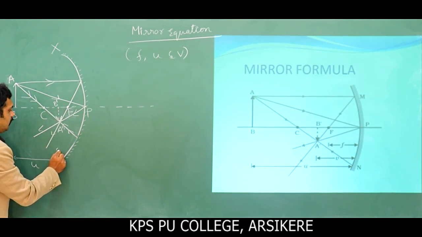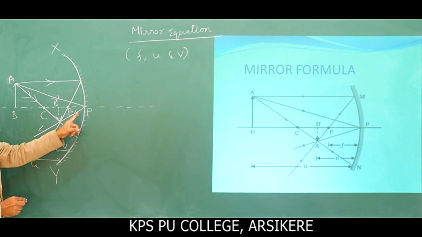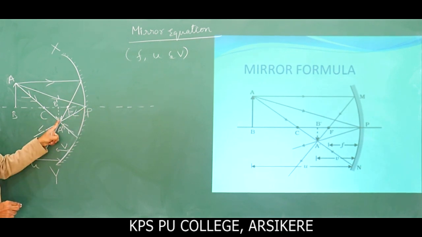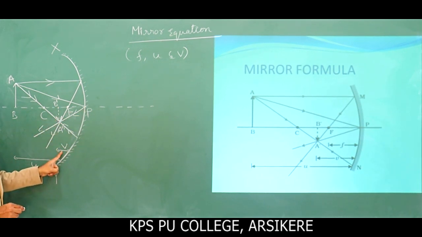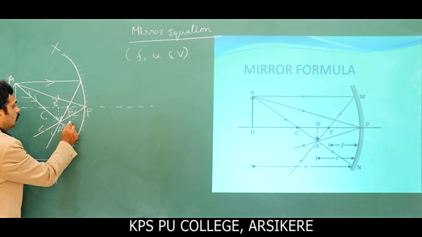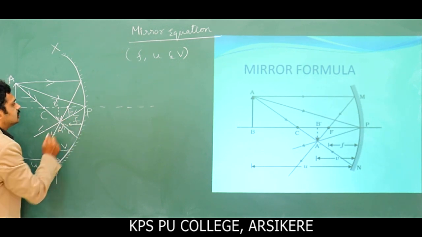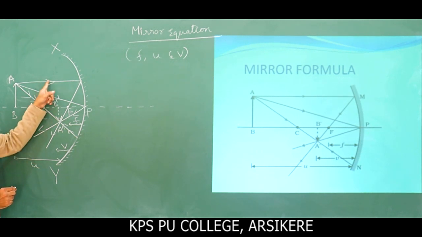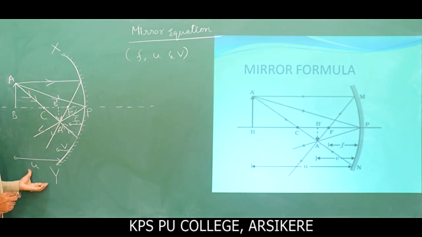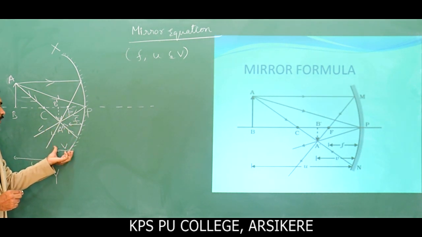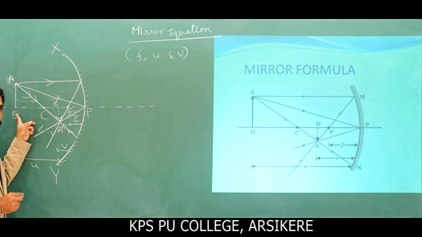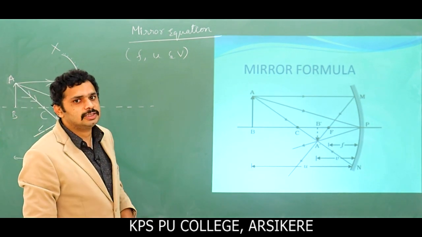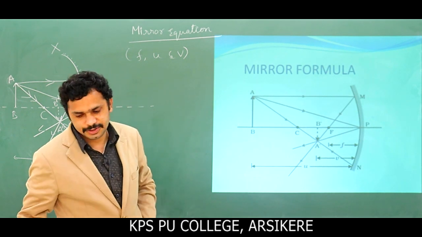Then V. What is V? The distance between pole and place of the image is called image distance. Now what is F? The distance between pole and focus is called F. You have to write. Know that arrow marks are very important, and then you have to write where F is focal length, U is object distance, V is image distance, AB is the object and A dash, B dash is the real and inverted image.